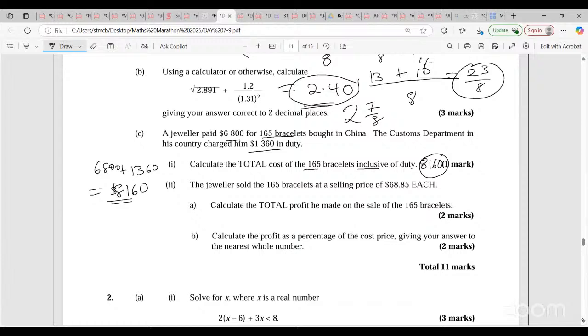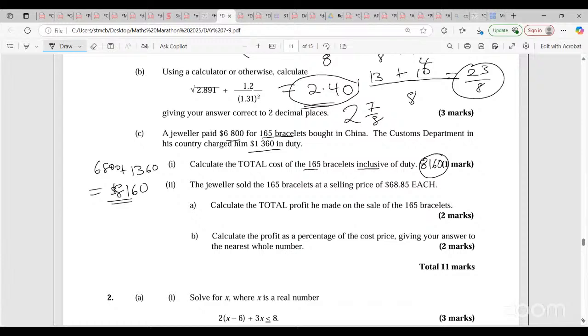Calculate the total profit made. Now go in the comment section. Multiply the 68.25 by 165. All right, tell me how much you get.